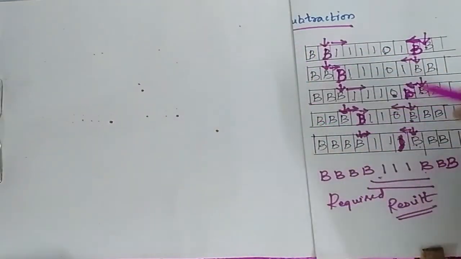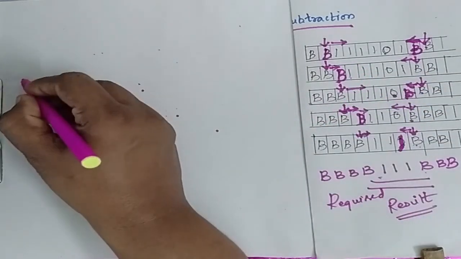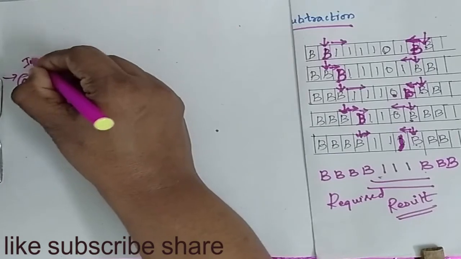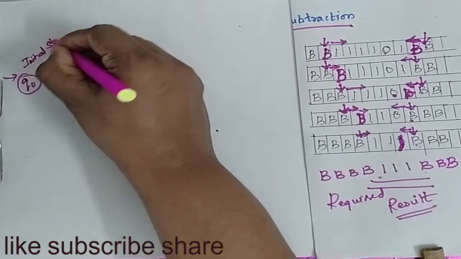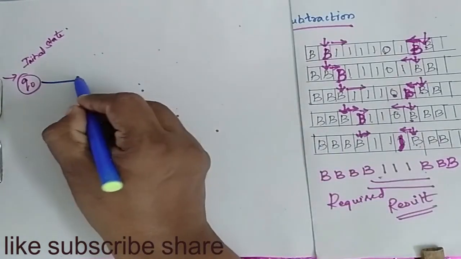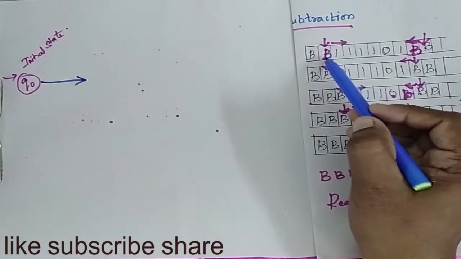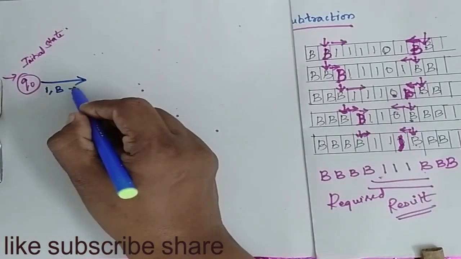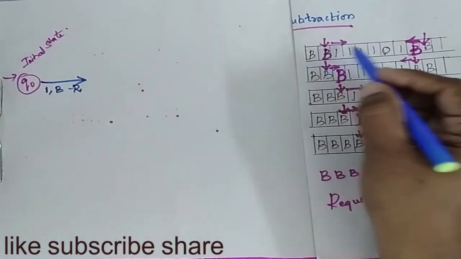We are going to frame a Turing machine for this. Always Q0 is the initial state. In this initial state, when the tape header encounters a 1, the 1 is replaced as blank and it will move right.